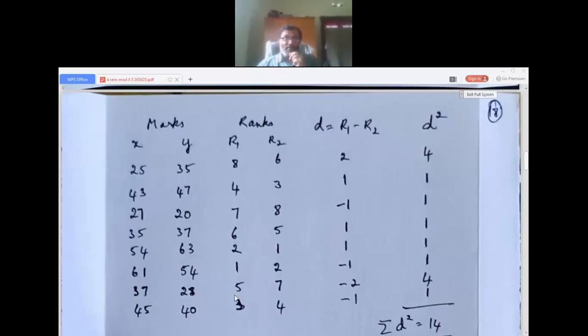So the question might come, if two numbers are same, if two students are getting same marks, then how to give the rank? Repeating is not there in your syllabus. You don't worry. Only different ranks.